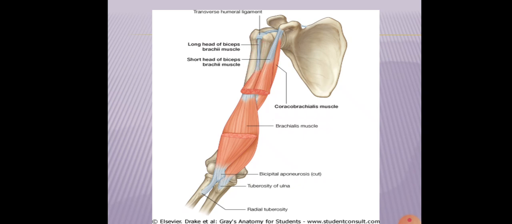Biceps brachii: bi means two, ceps means head. That means this muscle has two heads. This one is biceps brachii. When you cut the biceps brachii, you can see the brachialis muscle. On the upper part of the medial part of the arm, you can see coracobrachialis. So this one is coracobrachialis, biceps brachii, and this one is the brachialis muscle.